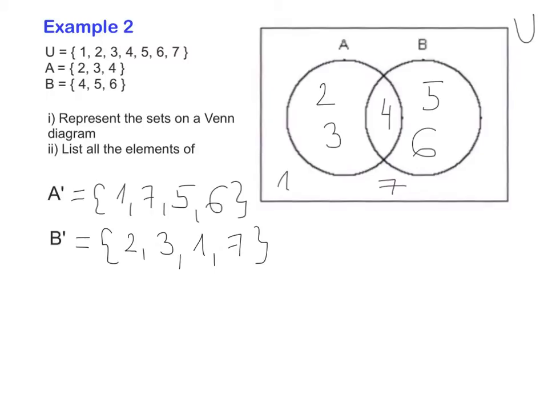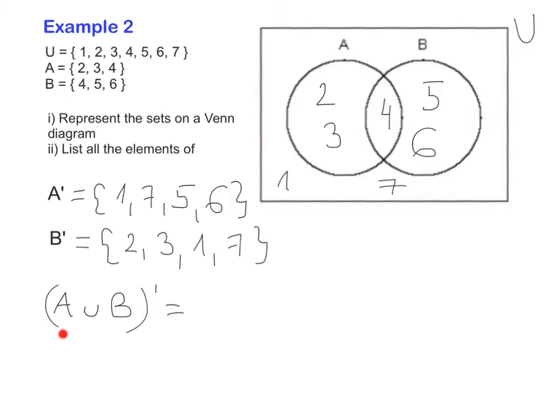Okay, now what if we have A union B complement? So look at our sets. We have A union B. First, A union B means everything in A and everything in B. So if we have A union B, we need to list 2, 3, 4, 5, 6.